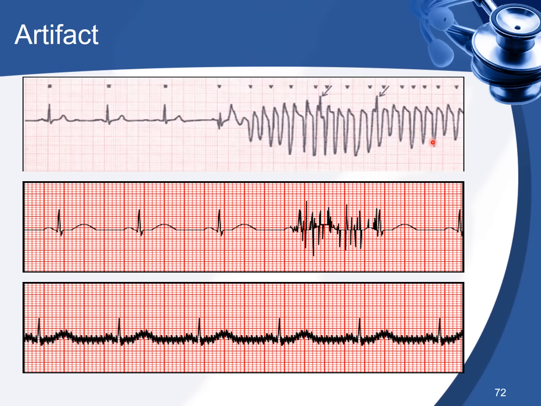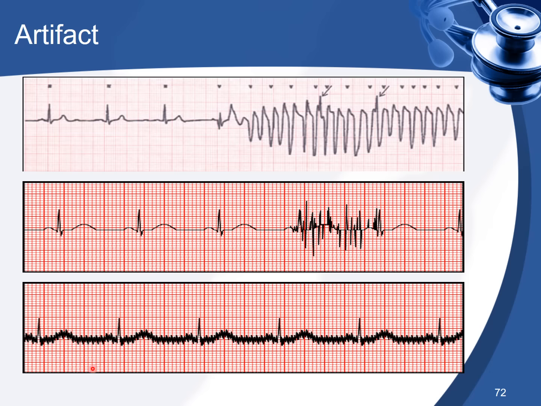Sometimes they're shivering, and the next strip is what happens when it's shivering. It kind of looks like there's a lot of QRSs and things like that. It's just interference. And we have to fix whatever the underlying cause of that shivering may be. Put some blankets on them, make sure we give them some medication, see what's happening with that patient.